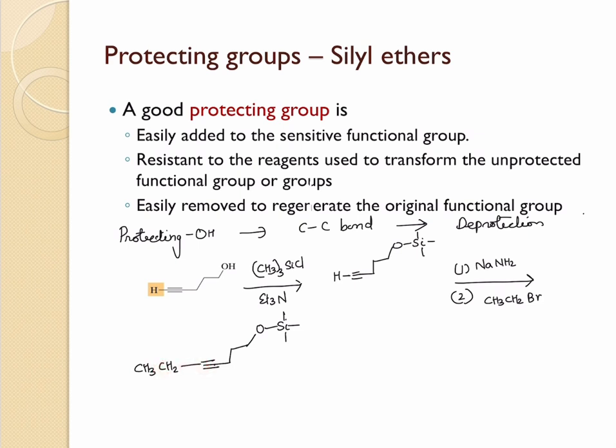Now the final step is deprotection of this silyl group, right? For which we'll be using tetrabutylammonium fluoride, and it's going to cleave the bond between oxygen and silicon, thereby forming the alcohol that we want. This is how we protect and deprotect alcohol groups.